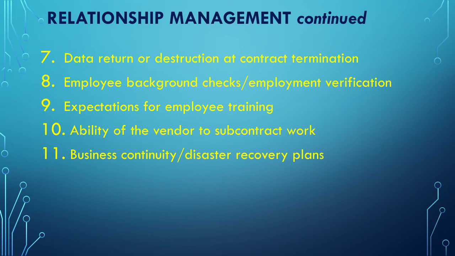Employee background checks and employee verification. You know, their employees are touching your stuff. So therefore, you need to make sure that their staff is vetted. Expectations for employee training. This needs to be specified. We expect you to train all of your staff in HIPAA privacy, HIPAA security, whatever. The ability of the vendor to subcontract work. Will you permit them to take it a step further and send it to, I guess that would be a fourth party vendor? You know, somebody else. This has to be discussed. This has to be agreed upon and very specific.